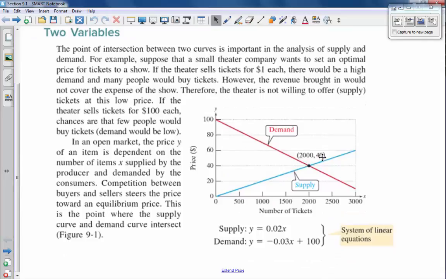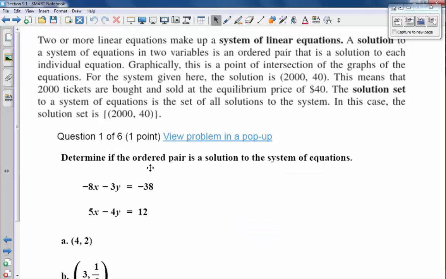These 2 coordinates, one for x, one for y, can be found by solving this linear system of equations. How many equations do you have? One for supply, 0.02x, one for demand, 0.03x plus 100. And when you solve for x and y, I will show how, you will find the sweet spot, 20, 40. That means you need to price each ticket at $40 and produce 2,000 tickets. Okay? Alright, that's a demonstration of how useful solving these things can be.